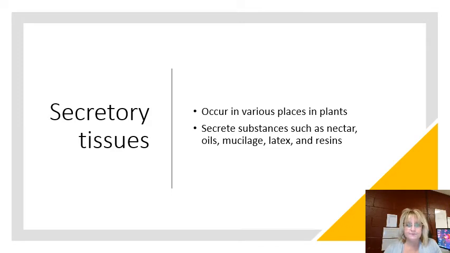Secretory tissues occur in various places in your plants. What they do is secrete substances such as nectars, oils, mucilage, latex, and resin. What kind of plant can you think of that secretes something?